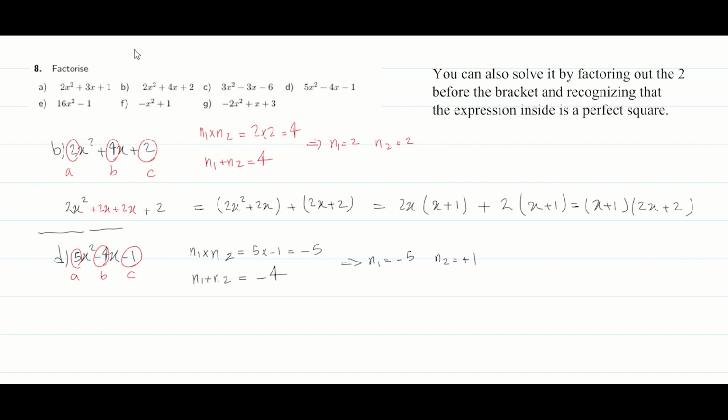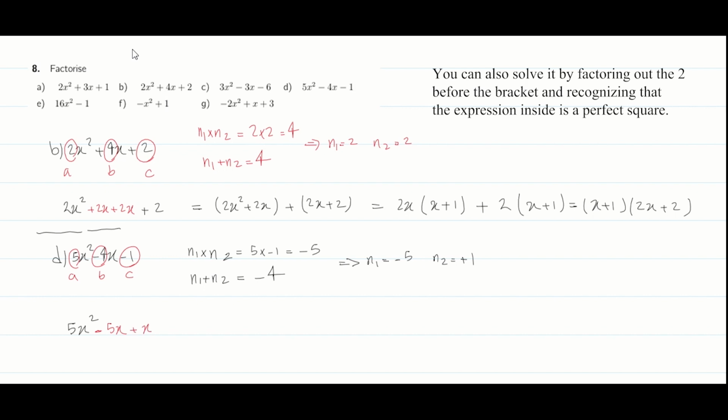we got. So we can rewrite the expression as 5x squared. Now instead of negative 4x, I'm going to write it as negative 5x plus x. So the negative 5 comes from n1 and the plus x comes from n2. And we're going to write the c term as well, which was negative 1. Now I'm going to group the first two terms together, 5x squared minus 5x. And I'm also going to group the last two terms together as well, which is x minus 1.